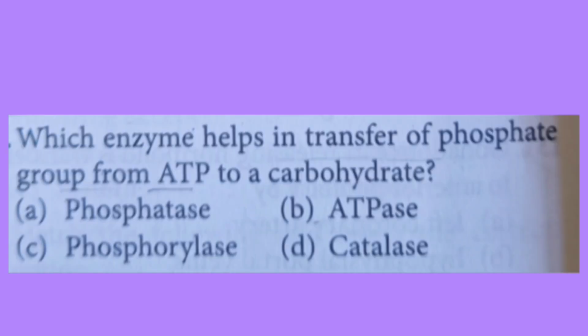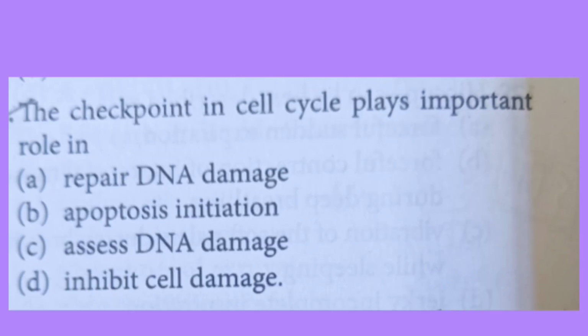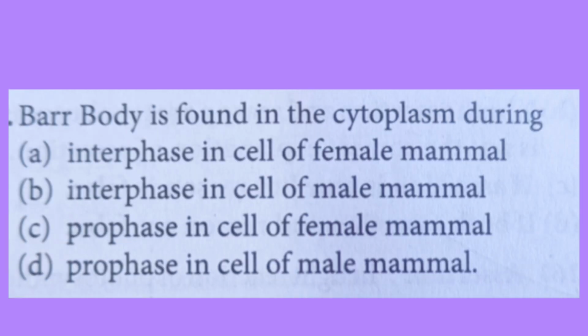And the next question is which enzyme help in transfer of phosphate group from ATP to the carbohydrate? So the correct answer is C, phosphorylase. The checkpoint in the cell cycle plays important role in? So the correct answer is option C, assesses DNA damage. Barr body is found in the cytoplasm during? So the correct answer is A, interphase in cell of female mammal.